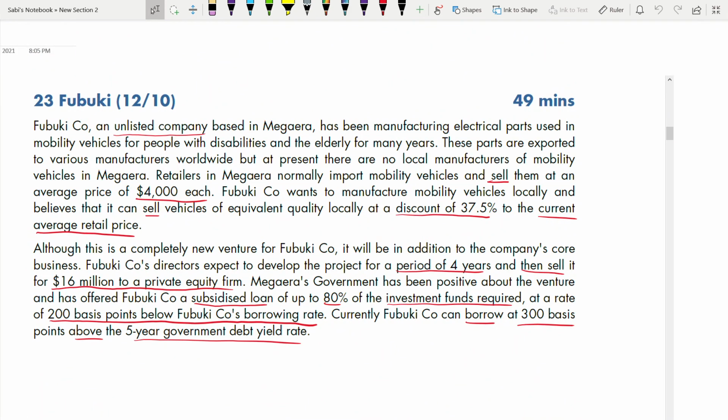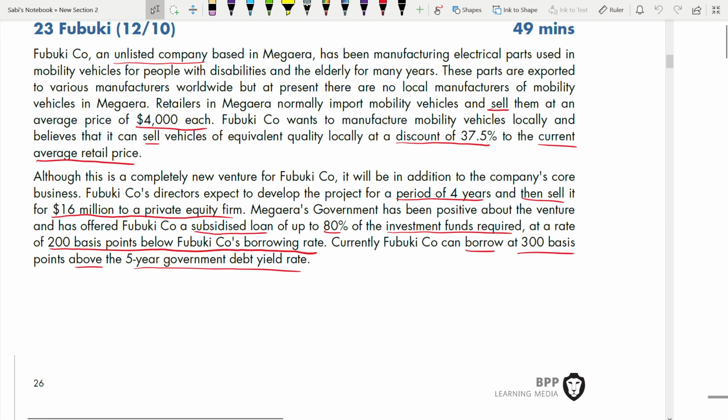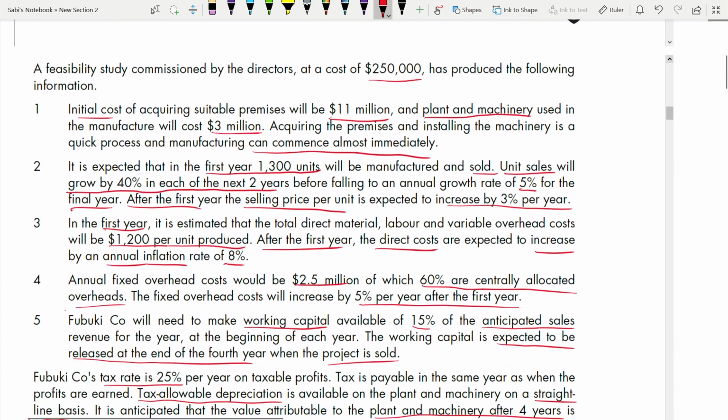It was 2500. Right? Are you getting that 2500? From the first para they told, average price is 4000, selling at a discount of 37.5%. So that means it will be 4000 minus 37.5% of 4000, which is equal to 2500. That's how you're getting 2500, the selling price.